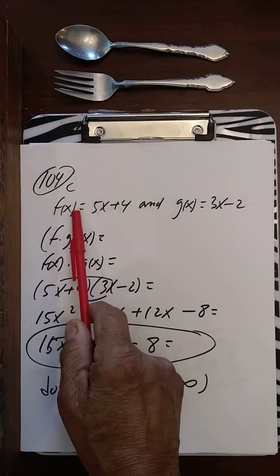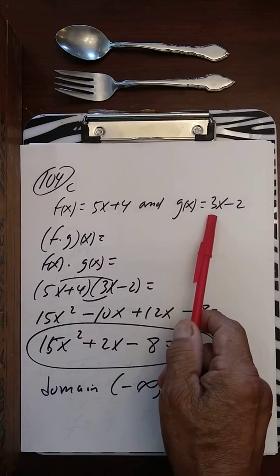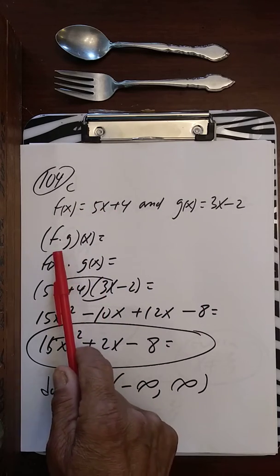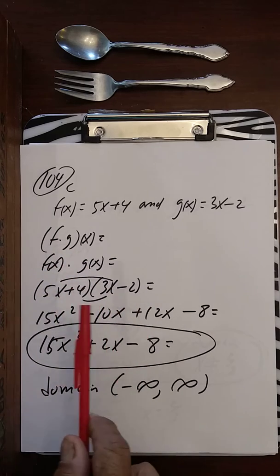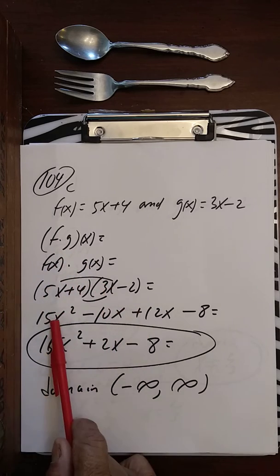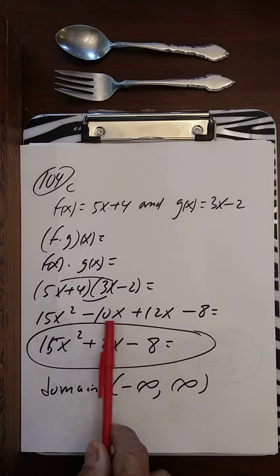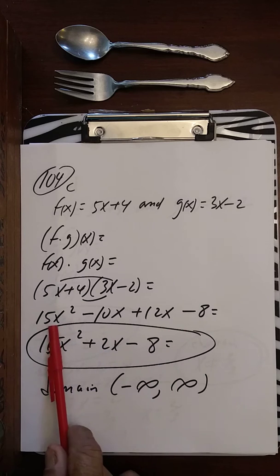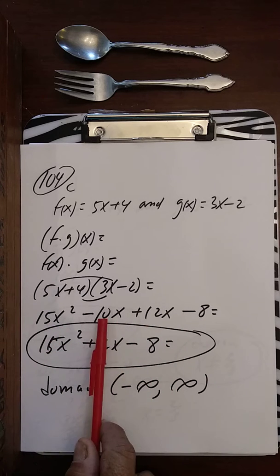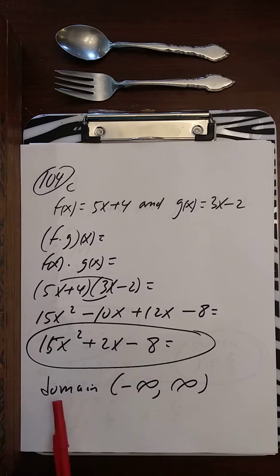Alright. f of x is this. g of x is that. So now multiply. f times g, f of x times g of x. So this one times this one. Fold it. That times that is 15x squared. That times that is minus 10x. That times that is 12x. That times that is minus 8. 15x squared, 12 minus 10 is 2x, minus 8. Domain, negative infinity to infinity.